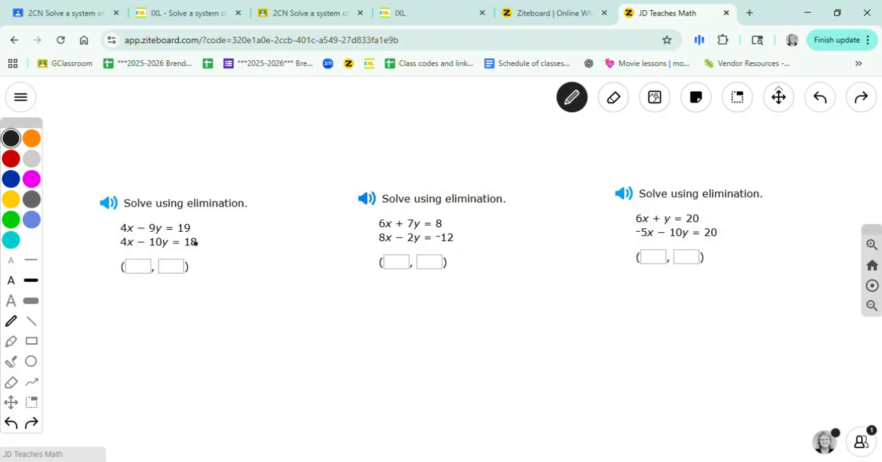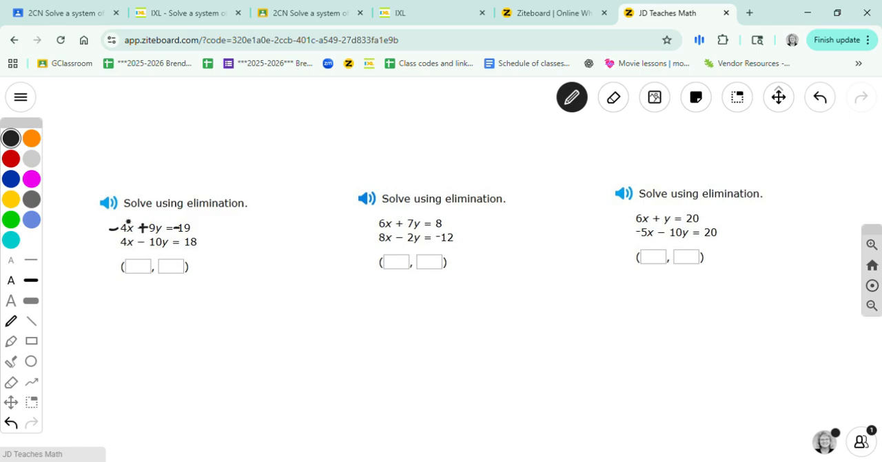So, we have to figure out what we want to eliminate here. Well, I see something right off the bat with these. These guys are the same. It seems like it's going to be pretty easy to turn those into a 0. So, I'm going to switch the signs of the top one, which I can do because I'm doing it to both sides. And then I'm going to add them together.